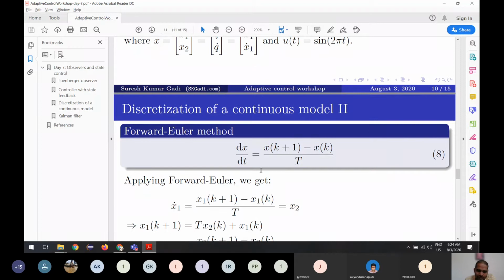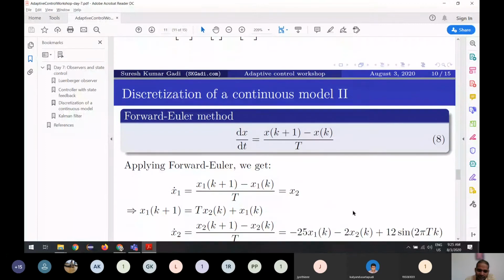We know that from previous knowledge. And what is x1? Applying this Euler method, we can say x1 of k plus 1, the future value, minus the present value, divided by the time period t, or sampling time t.